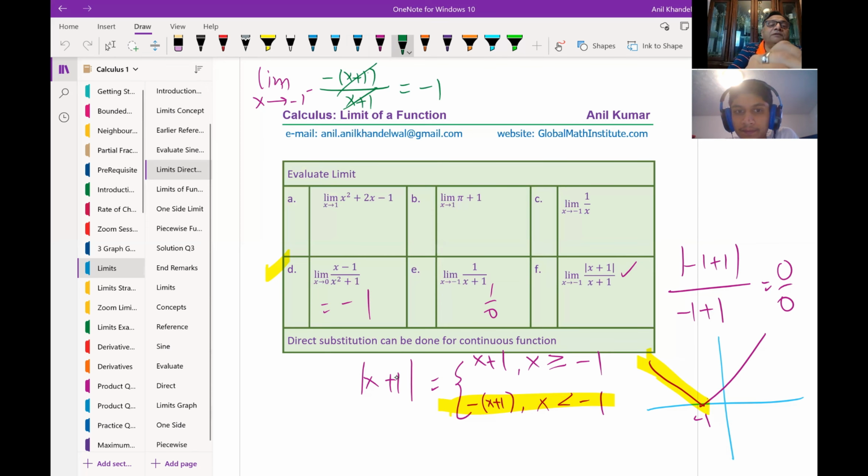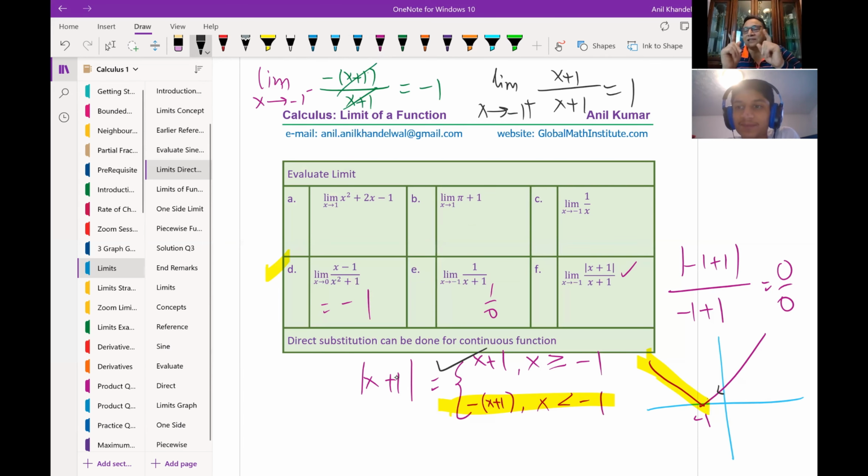However, if I find the limit of this function from the right-hand side, x approaches -1 from the right-hand side, in that case, I'm actually going on this path. I'm approaching from this side. And there, the numerator is x plus 1. And if I divide by x plus 1, you get plus 1. Do you see that?